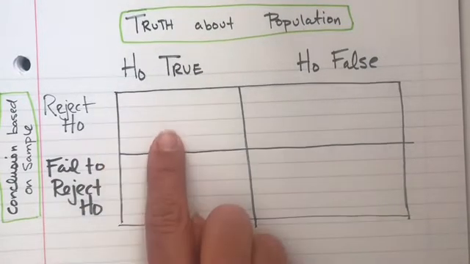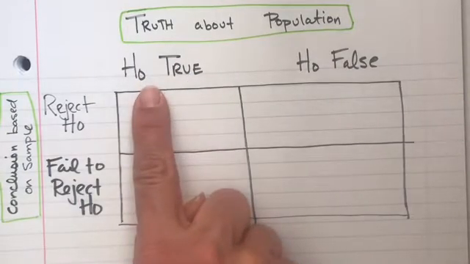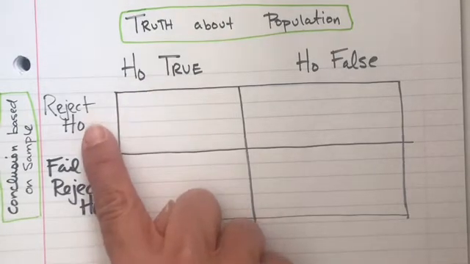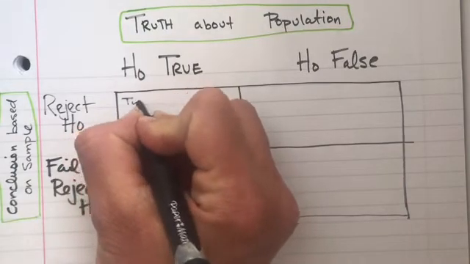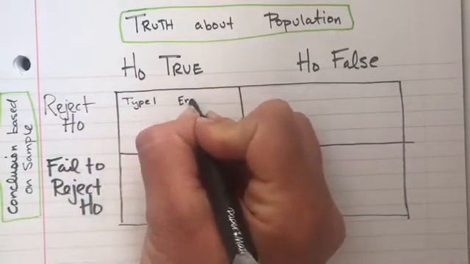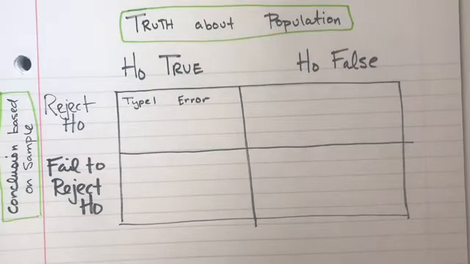Okay, so let's examine this first box. Hypothetically, we know the truth about the population and the null hypothesis is true. Well, if the null hypothesis is true and we reject, that means we made an error. We rejected something that was true. And this is what's called a type 1 error. So in this Doritos problem, a type 1 error would be we reject the null hypothesis that the true proportion is 0.12, when in fact the true proportion of Americans that do favor the Doritos ad is 12%.